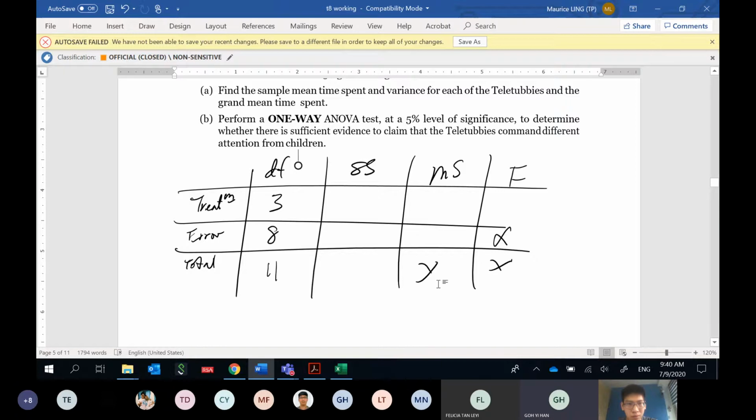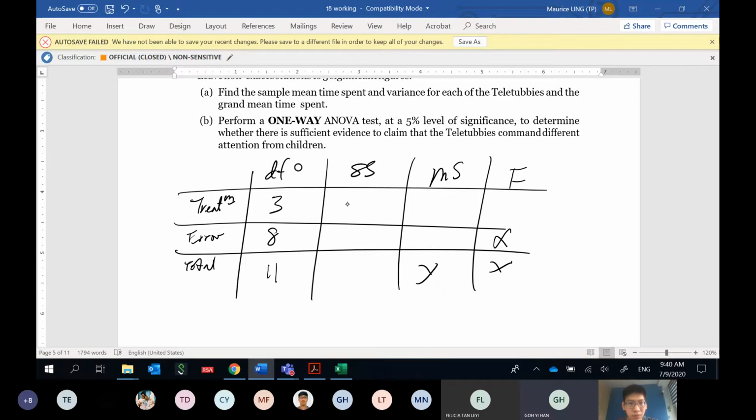Continue. What is the sum of square? Sum of square for treatment is 0.503. The sum of square for error is 57.8. Correct. The total is 58.3. And the mean sum of square? 0.168. Okay, you calculate this again quickly. 7.23.